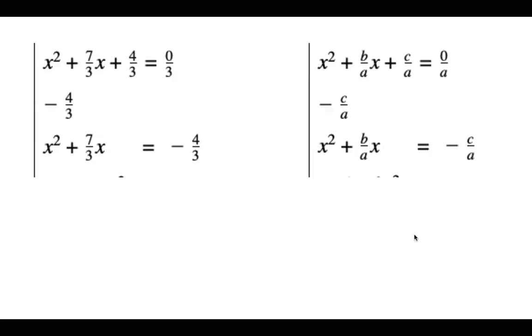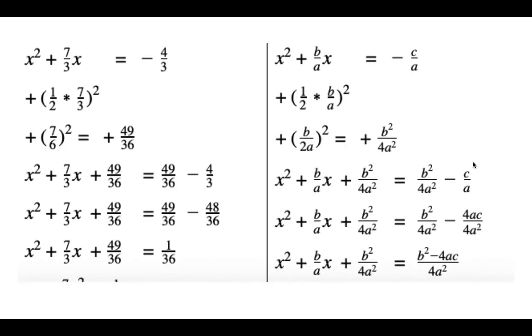The next thing I have to do is get rid of that constant term, right, so that I can create a perfect square trinomial. And so in this case, I'm going to subtract 4 thirds, and 0 minus 4 thirds is just negative 4 thirds. And I'm going to subtract c over a over here. And subtracting c over a from 0 just gets me negative c over a. Whoa, that's a lot of stuff.